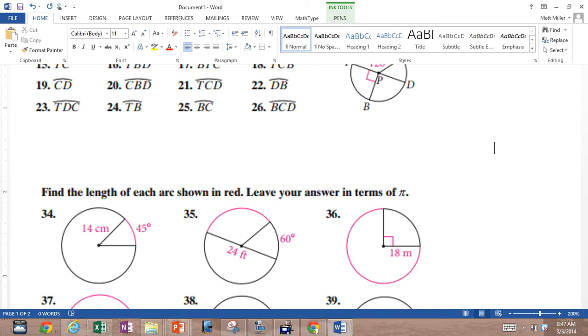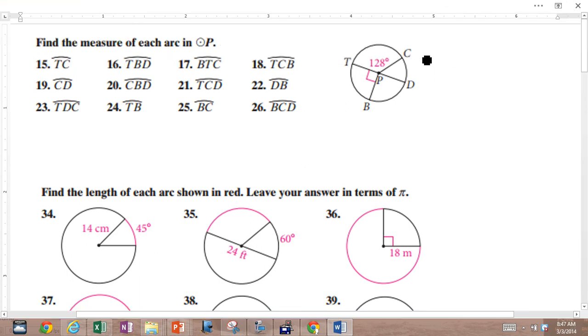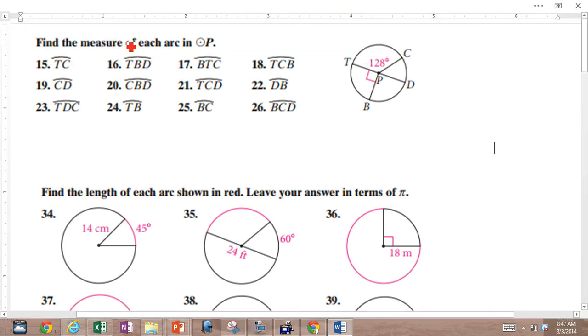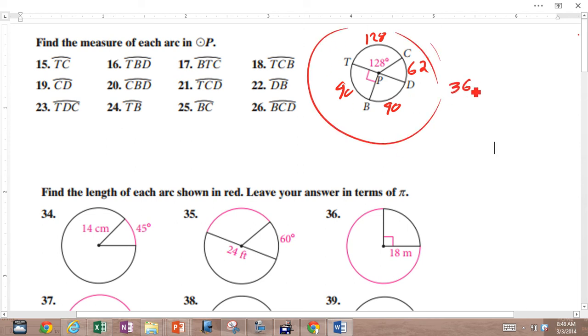Let me just pick up a pencil here to work with. Since the central angle is 128, the arc is 128. And then arc CD would be its supplement. The supplement of 128 would be 52. And then this arc would be 90. And then this arc, of course, would be 90. And as always, all the arcs of the circle add up to 360.